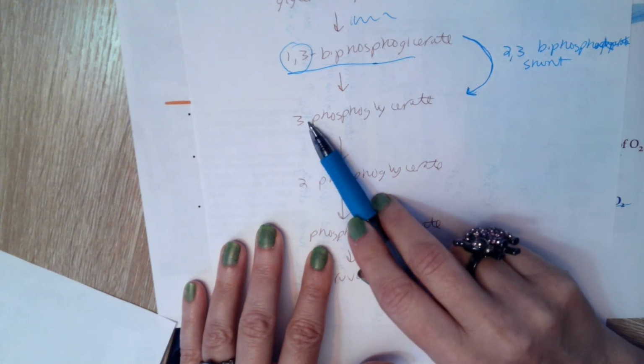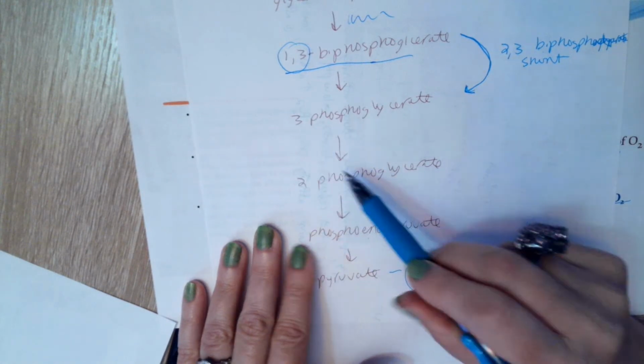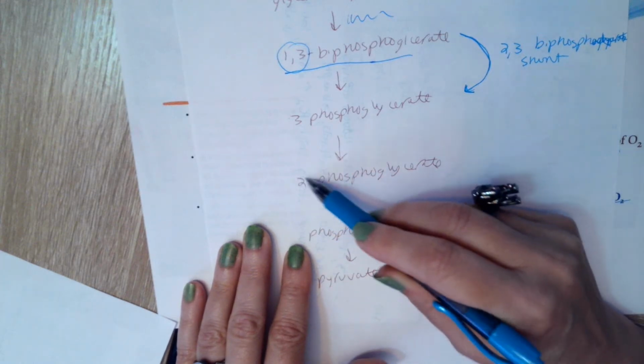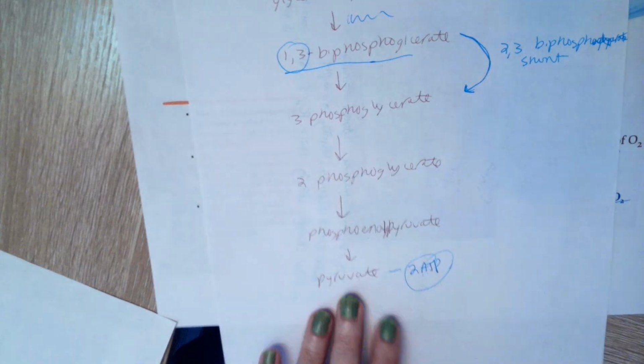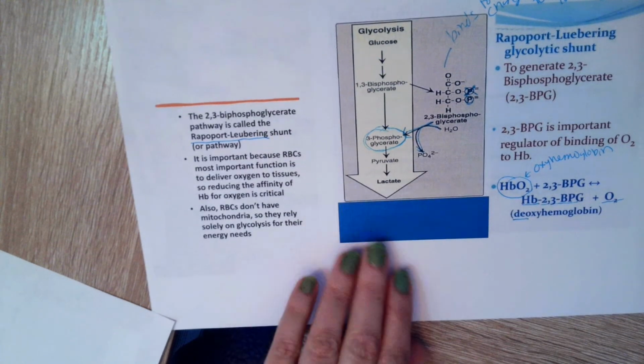We lost 1. Where is that 1? It's on the 3rd carbon. Then here, this is 2-phosphoglycerate. Well, now it's on the 2nd carbon. So the names of the molecules are just describing where those phosphates are at this point.